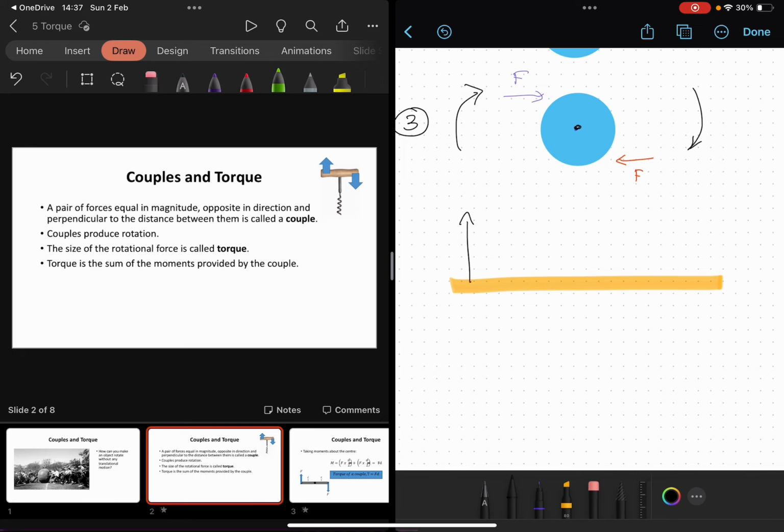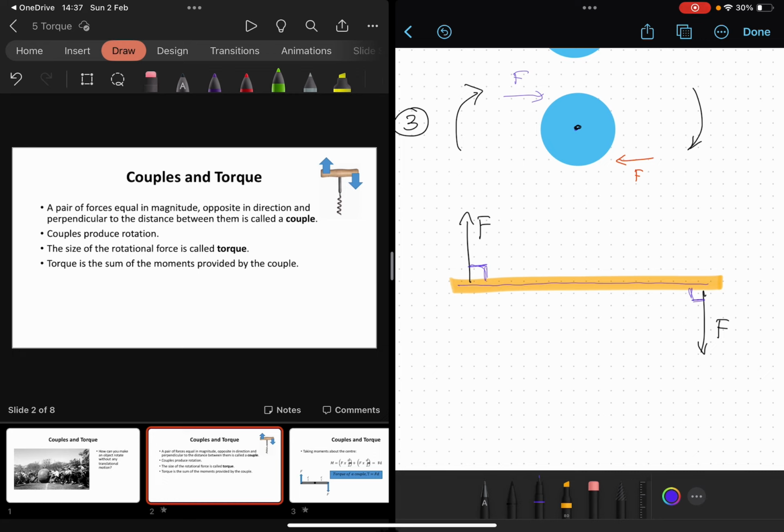So let's draw a couple then. Couple implies two to us, doesn't it? So there are your two forces. Are they equal in magnitude? Yes, they are. Are they opposite in direction? Yes, they are. Are they perpendicular to the distance between them? Let's draw a line between them. And yep, both of those forces are perpendicular to the distance between them.